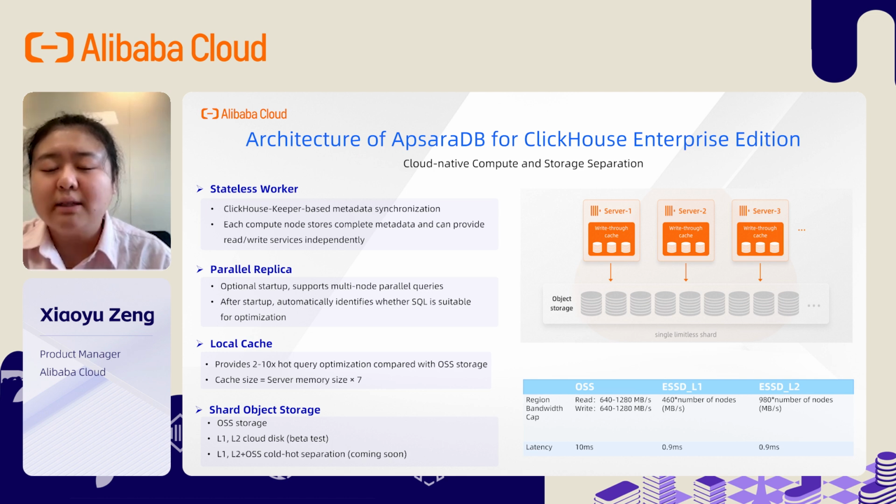There is no concept of shard anymore. Every compute node is a stateless worker storing complete metadata and can provide read and write services independently. And the zero downtime and manual-free horizontal scaling we mentioned before all benefits from this. Although our compute nodes are naturally independent from each other when it comes to big queries, the Enterprise Edition also supports multi-node parallel execution to accelerate the query by turning on the parallel replica.